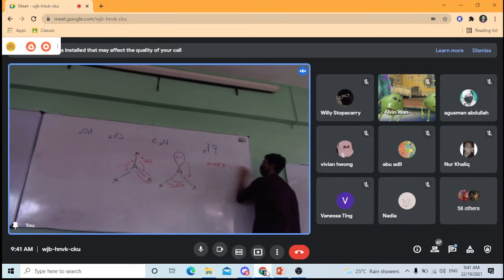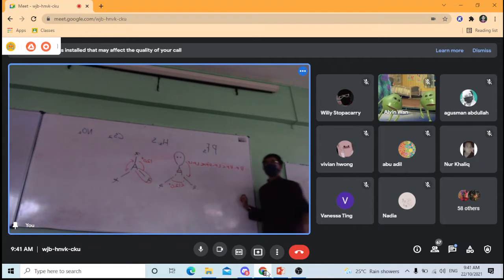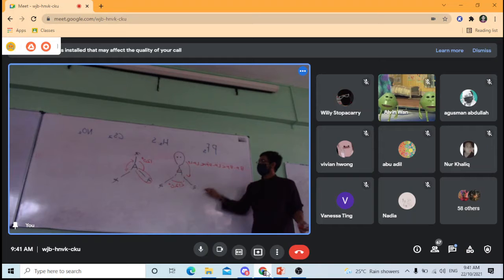Sorry, terbalik dia cakap. Okay, bonding pair to bonding pair repulsion is less than lone pair to bonding pair and less than lone pair to lone pair. Okay, so kalau kita have more lone pair, it means that the repulsion will be higher. Okay, so the angle will be less.